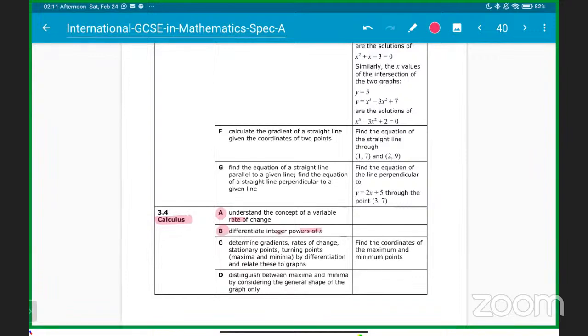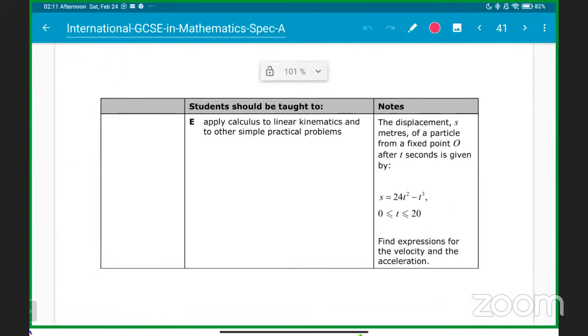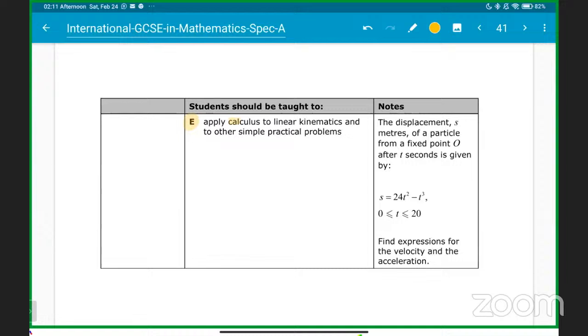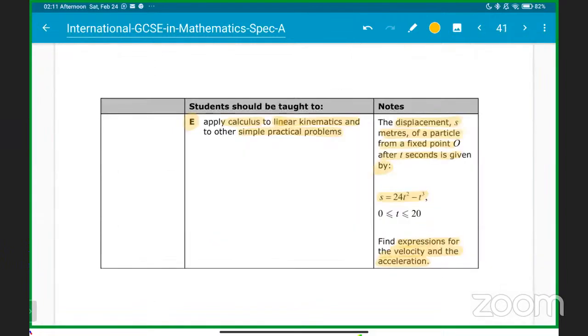A, B, differentiate integer powers of x, determine gradients, rate of change, stationary points, turning points, maximum and minimum points. Part D is about the nature of the point. And part E, which is very important, is coming in recent papers as well and can be tested: applying calculus to linear kinematics and other simple practical problems. Like when we have been given the displacement, that is the distance as well, how do you find the velocity, that is basically speed, and acceleration? So this is part A, B, C, D, E for calculus 3.4 from the syllabus perspective.